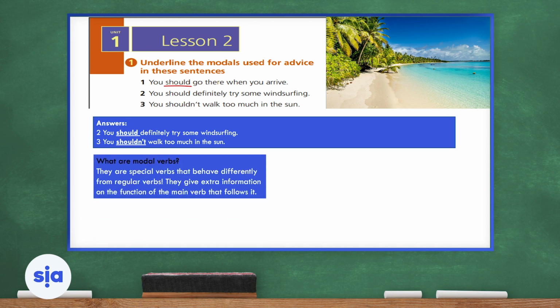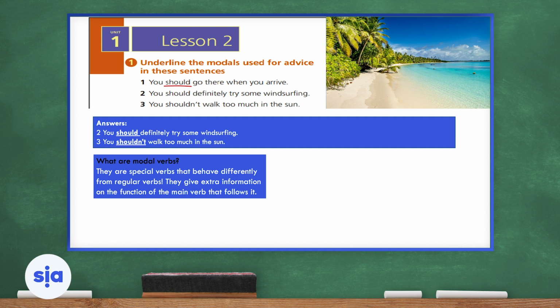Okay, let's recap and refresh our memories. What are modal verbs? They are special verbs that behave differently from regular verbs. They give extra information on the function of the main verb that follows it. So if you look at the sentences at the top, you should go. You should definitely try. You shouldn't walk.